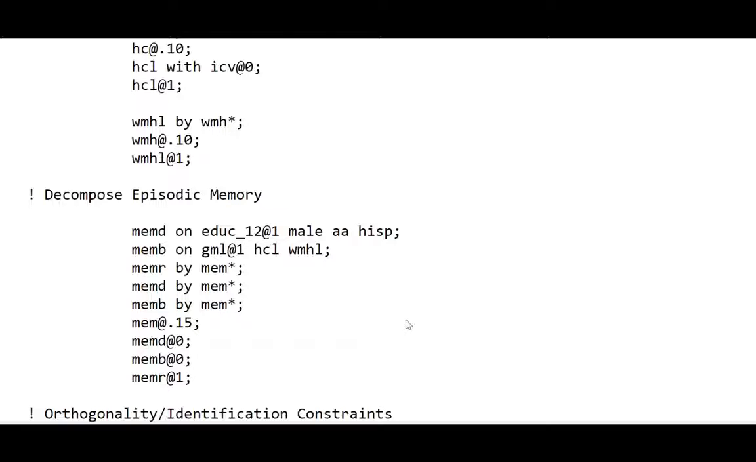So this is assuming that the reliability of the MEM variable is 0.85, and so 15% of the variance is going to be error variance. And then because I'm freely estimating the loading of MEMR by MEM, I need to fix the variance of MEMR here, and I'm fixing it at 1 because 1's a nice number to deal with.